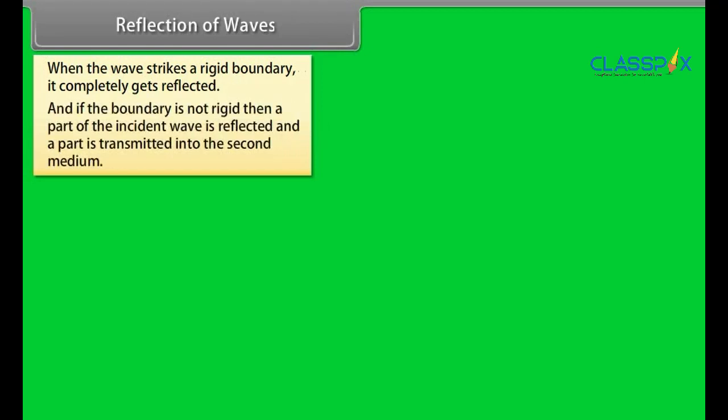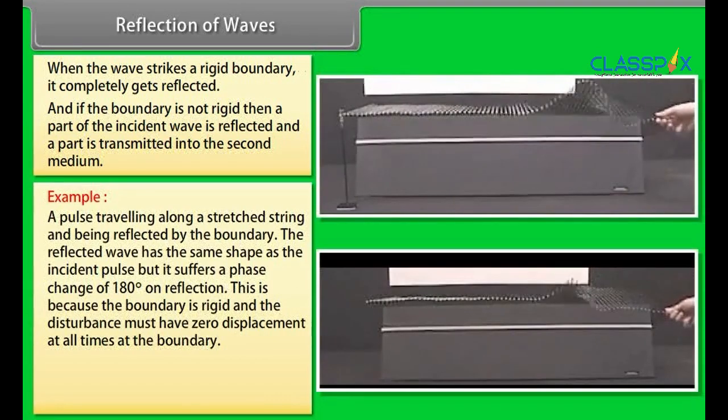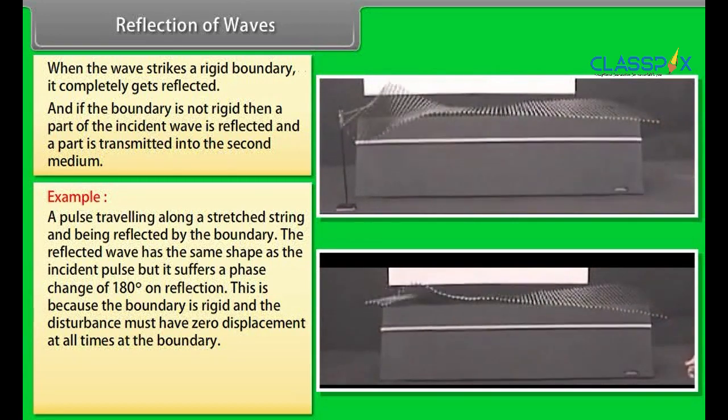Reflection of waves. When the wave strikes a rigid boundary, it completely gets reflected. And if the boundary is not rigid, then a part of the incident wave is reflected and a part is transmitted into the second medium. Let us take an example: a pulse traveling along a stretched string and being reflected by the boundary.